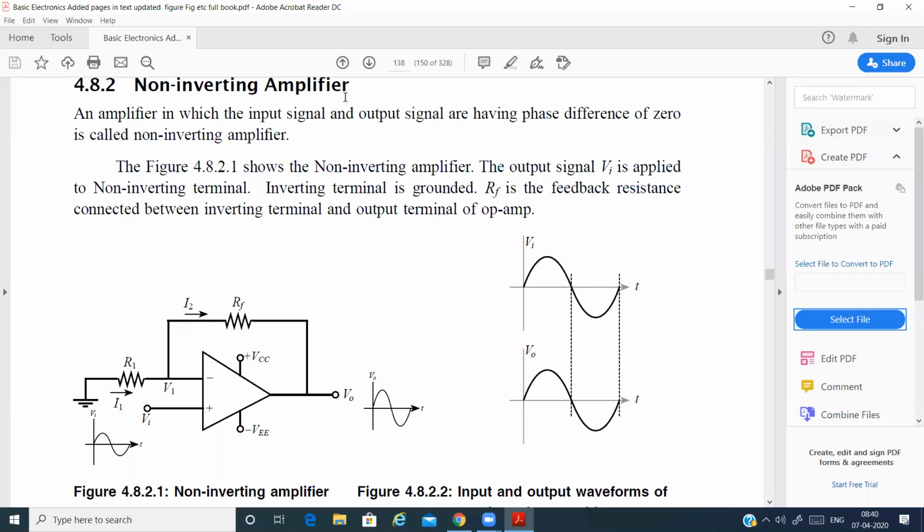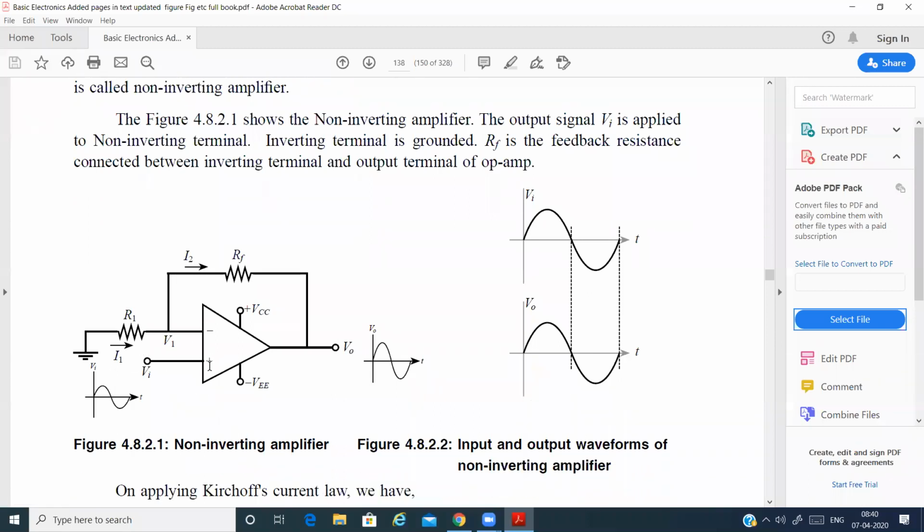So in the non-inverting amplifier, what we are going to do is give the input to the non-inverting terminal, that is the positive terminal of the op amp, and the inverting terminal, that is the negative terminal, is grounded. Okay.